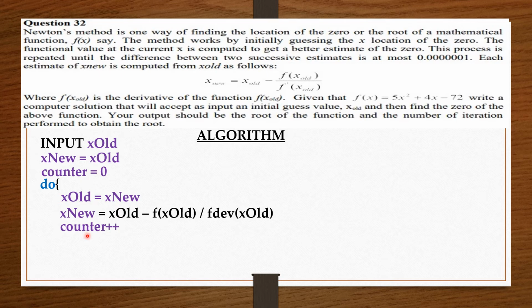You give the x new to the x old, you put the x old into the formula, and you find the x new. So this loop keeps going on. As this loop keeps going on, we will also be increasing counter by 1.